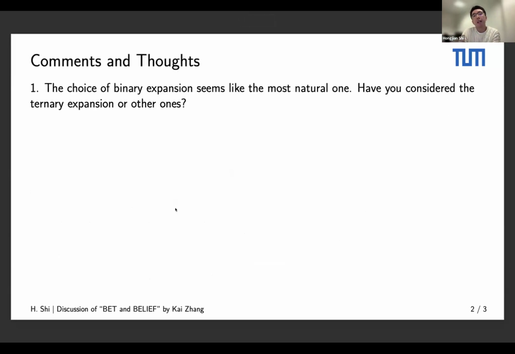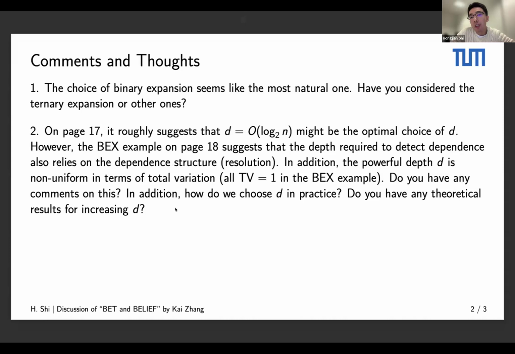Now I will have some comments and thoughts rather than questions. So first, the choice of the binary expansion seems like the most natural one. So has the author considered other expansions instead of the binary one? And the second question is about the choice of the tuning parameter, the depth D. So on page 17, it roughly suggests D on the scale of log n might be the optimal choice of D.